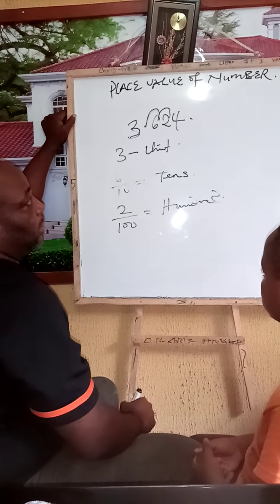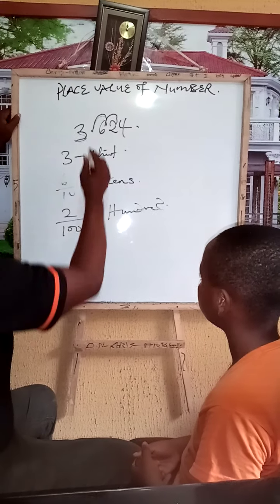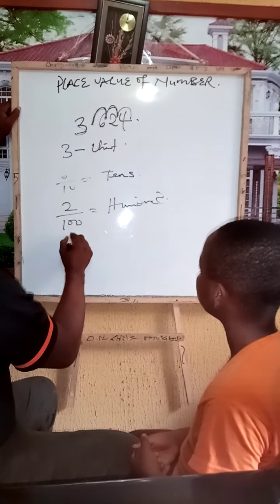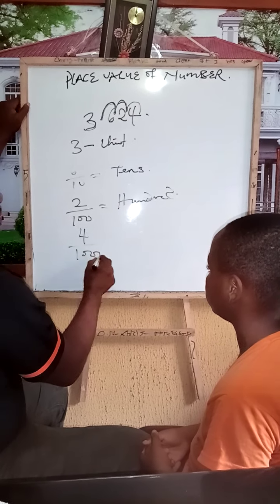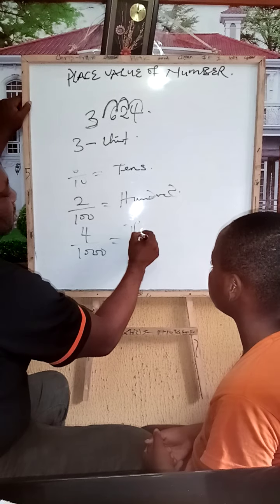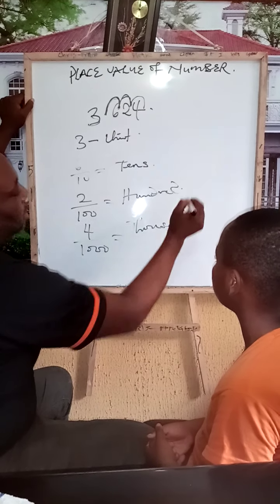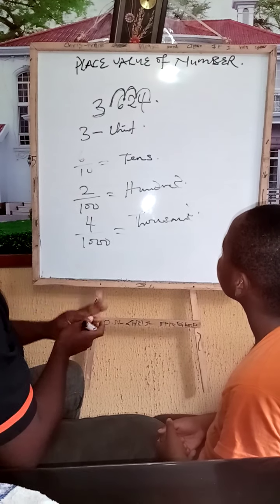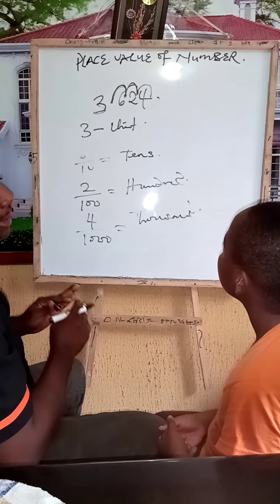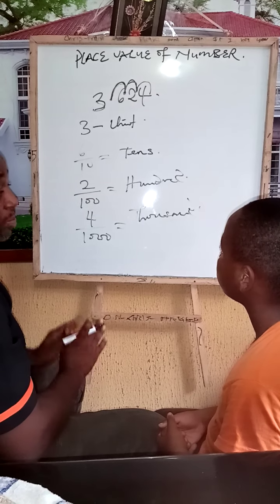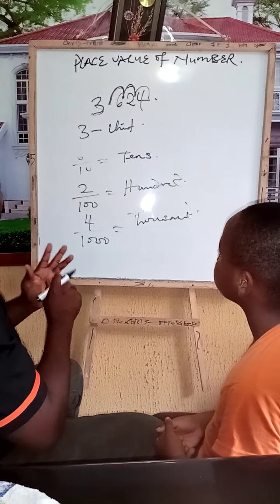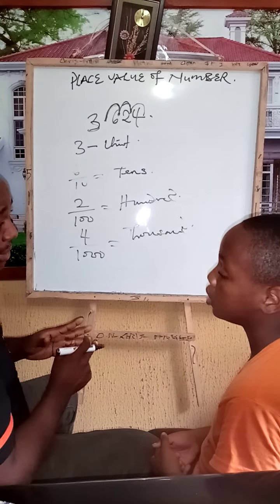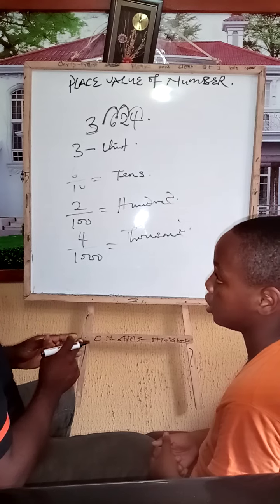Is that clear? Yes. Then we have the last one, 4. So you start the movement again. 1, 2, 3. So it's like 4 over what? 1,000. Is that clear? Yes. So this is how you find the place value of numbers under decimal. Hope this is clear. So you can solve for the place value of numbers without decimal and with decimal. Is that clear? Yes. Thank you very much.